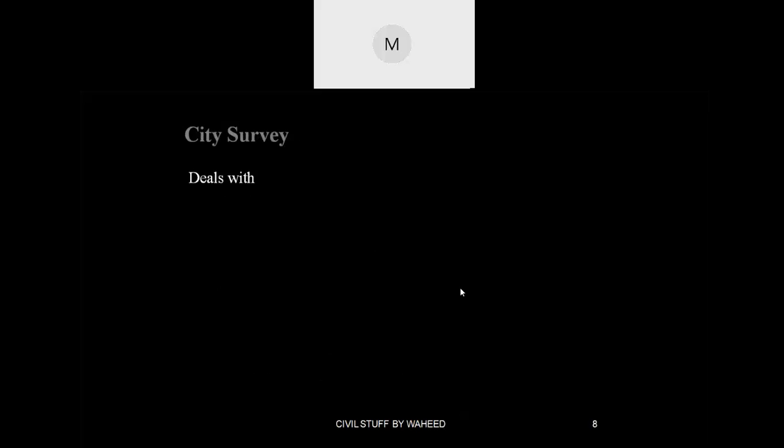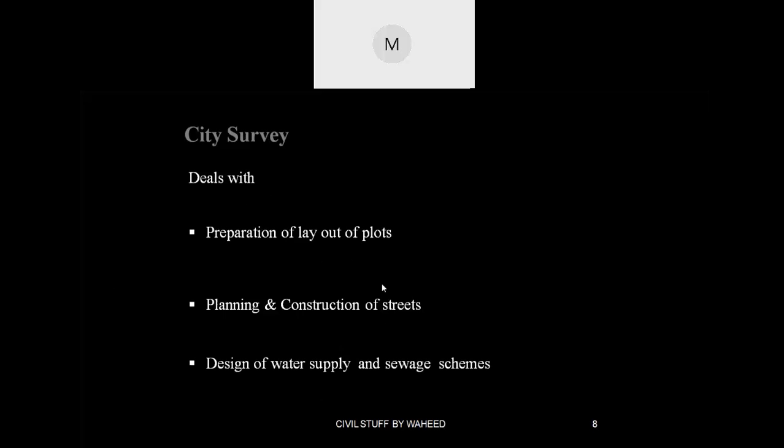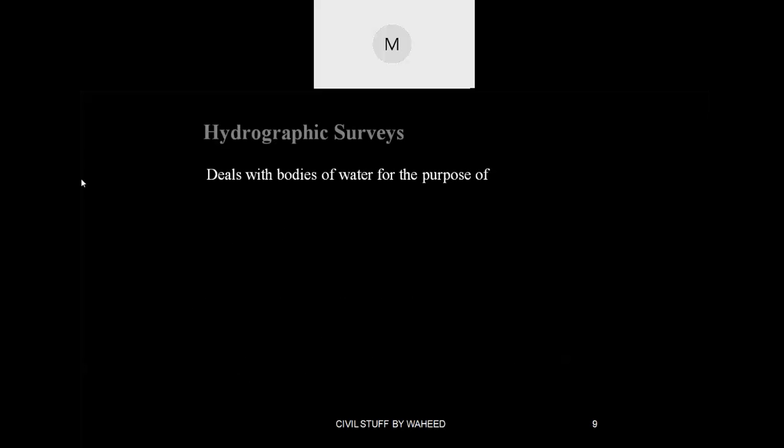Next, city survey. City survey means it is completely town planning. That is preparation of layout of plots, planning and construction of streets. Suppose a new venture is going to start. In that venture roads will be laid, drains will be laid, everything will be laid. It is nothing but city survey. In that, design of water supply and sewage scheme also will be there, and electrification lines will also be there. This is all about topographical and cadastral.